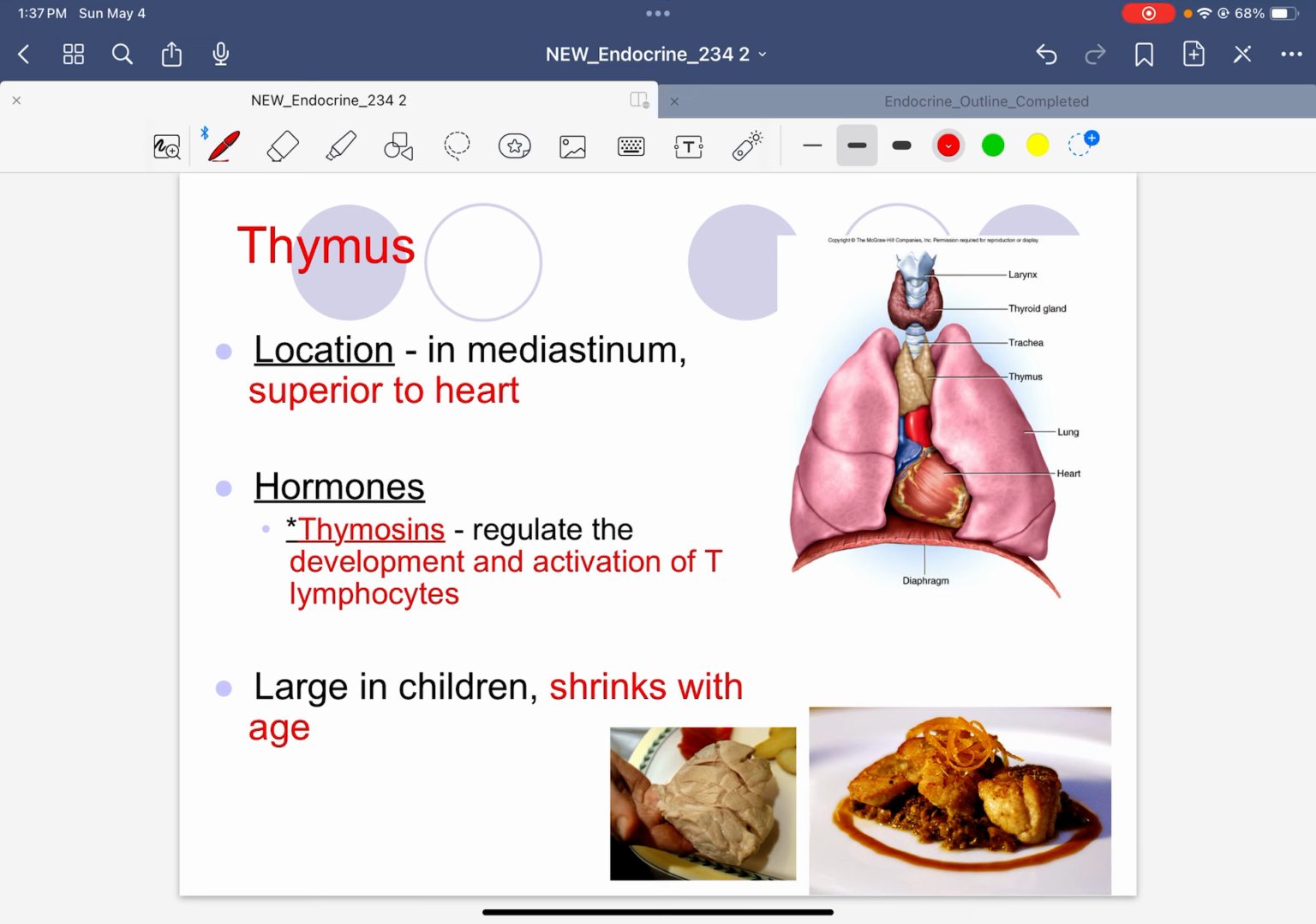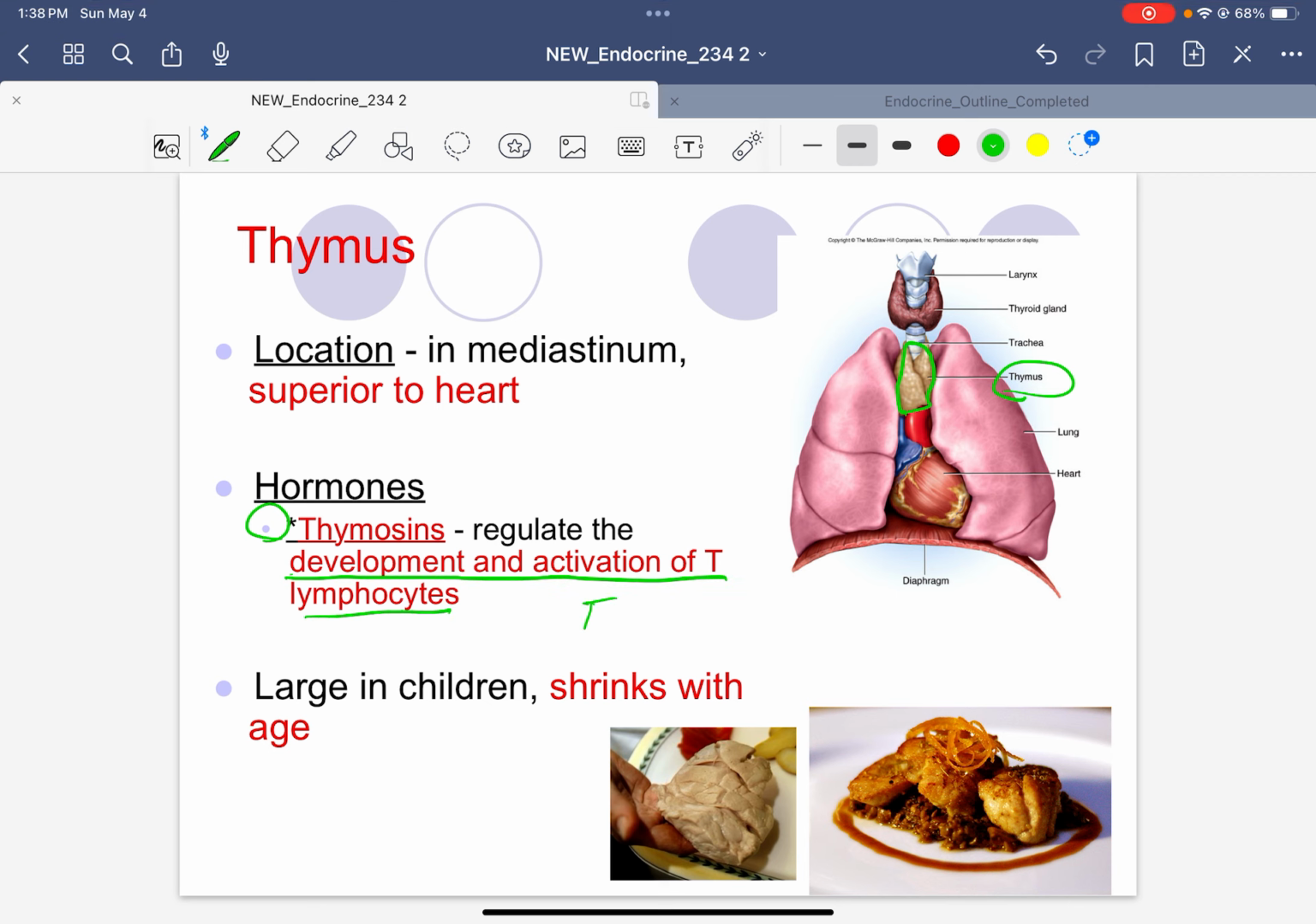All right, I want to keep going a little bit so I can get through this last part more quickly. The thymus is a little bit lower. It's right above the heart. It secretes thymosins. It sounds like the name, thymosins. These develop and activate our T cells.